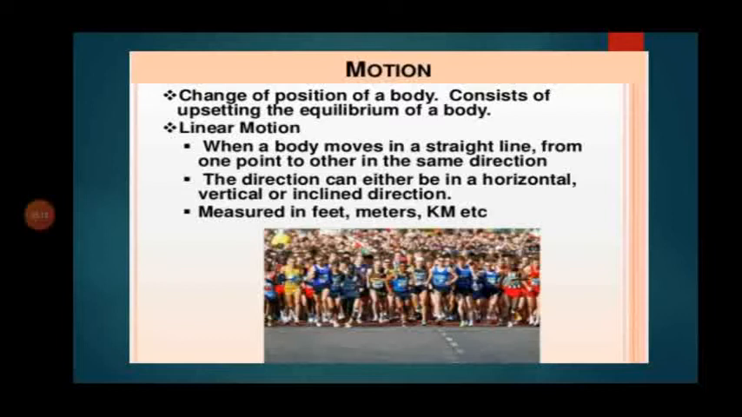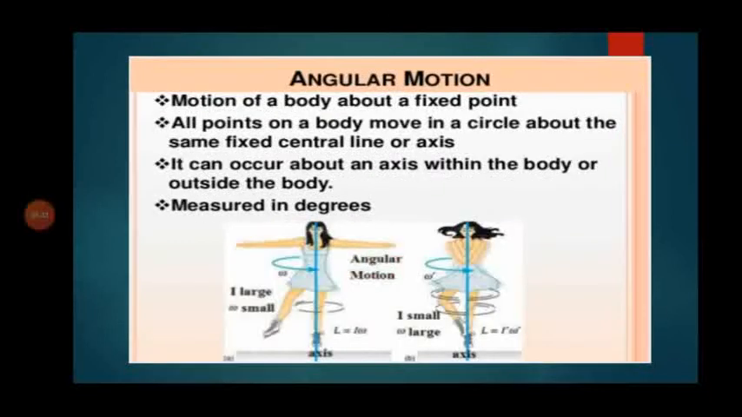The first one is linear motion. When a body moves in a straight line from one point to another in the same direction, it is said to be linear motion. The direction can be either horizontal or vertical or inclined. It can be measured in feet, meters or kilometers, etc.